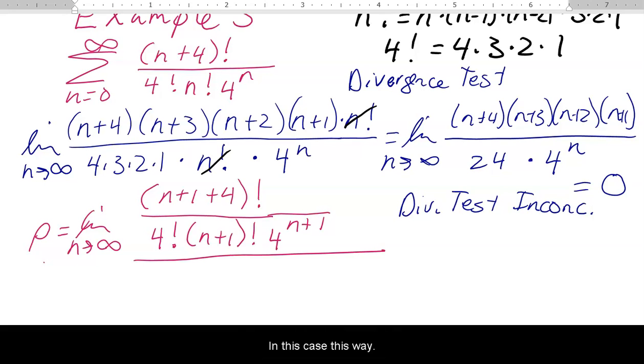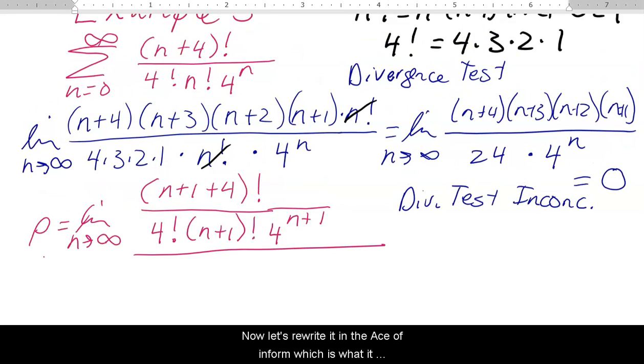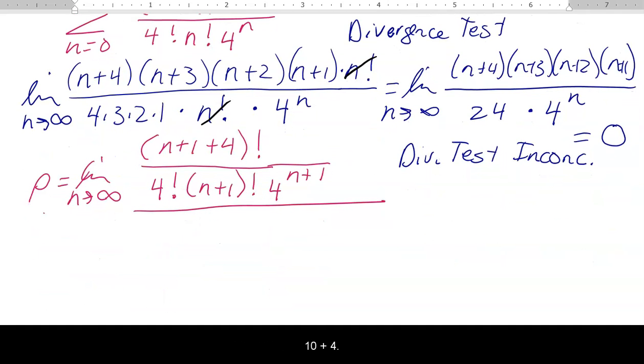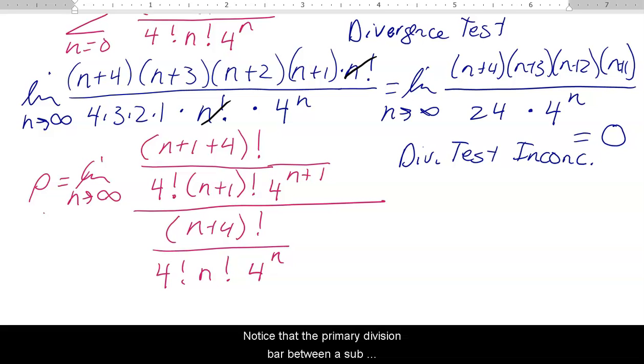In this case, this entire numerator, the fraction, represents a sub n plus 1. Now let's rewrite it in the a sub n form, which is what it appears in the original summand. N plus 4 factorial divided by 4 factorial n factorial times 4 to the nth power. Notice that the primary division bar between a sub n plus 1 and a sub n is longer by far than the others. This helps me keep track of where the different parts are in the fraction.